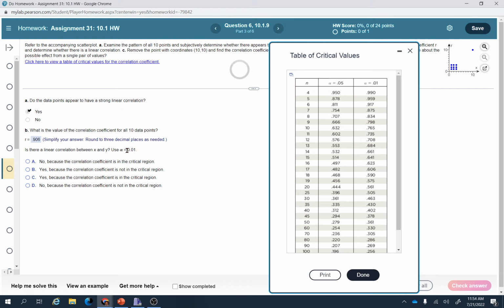Alpha is 0.01, so 0.01 is this second column. When n is 10, in the second column, the critical value is 0.765. That's the critical value. Look here. Compare this critical value 0.765 with this correlation coefficient, which is 0.906. Which one is greater? This one is greater. Definitely, it is 0.9 and it's 0.7.